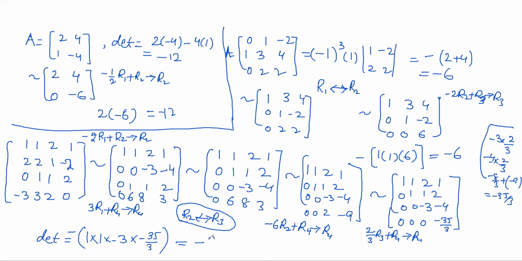Okay, so this type of method, reducing into the row echelon form, gives you a relatively simple and less time consuming solution for when the matrices are 3 by 4 or much bigger.